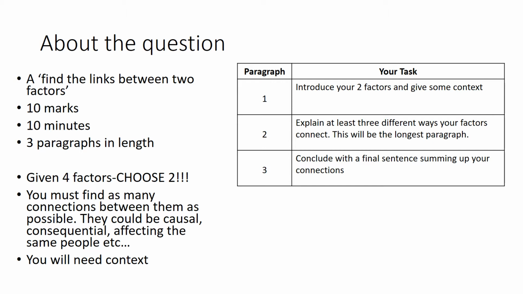So here are your suggested paragraphs. Your first paragraph should introduce your 2 factors, prove that you know what they are, and give some context for the question. Your second paragraph is going to be your biggest one, where you explain at least 3 different ways that your factors connect. And then you're going to give a final conclusion, just a sentence or 2 summing up the connections that you've come up with. It's absolutely crucial to making sure that the examiner has understood what you're trying to say.